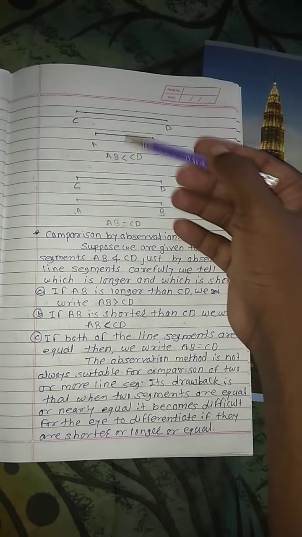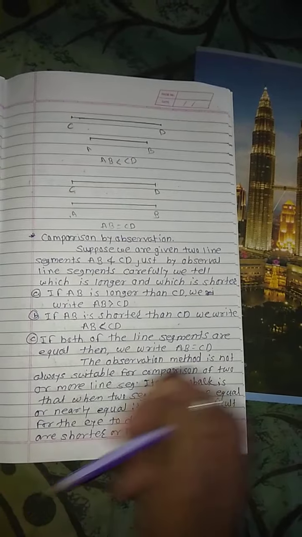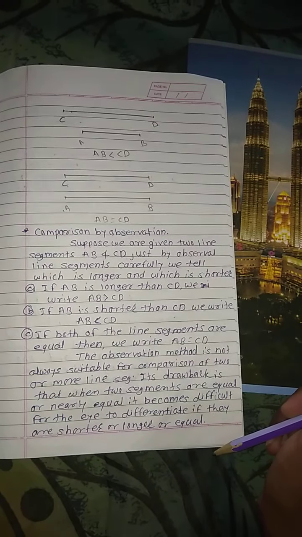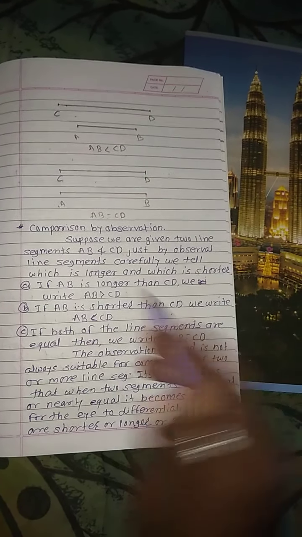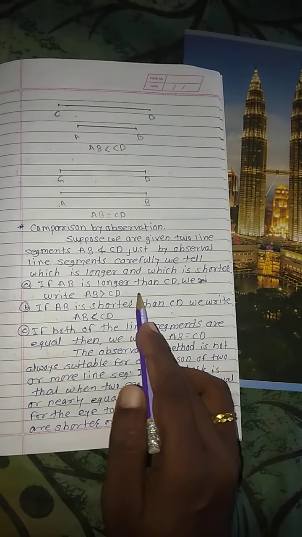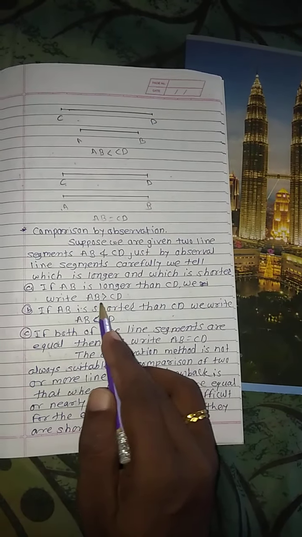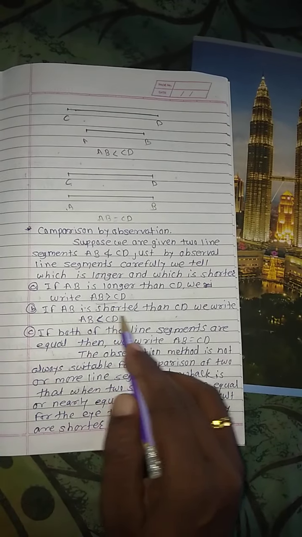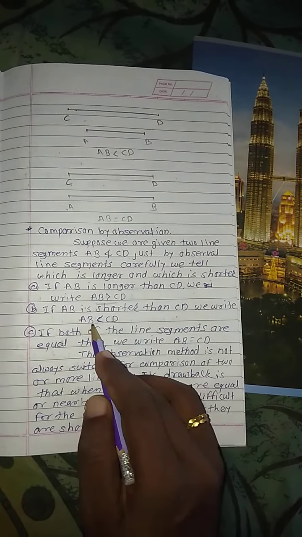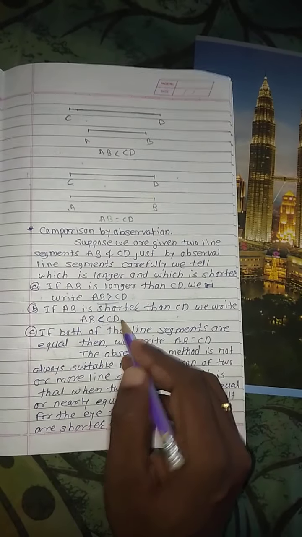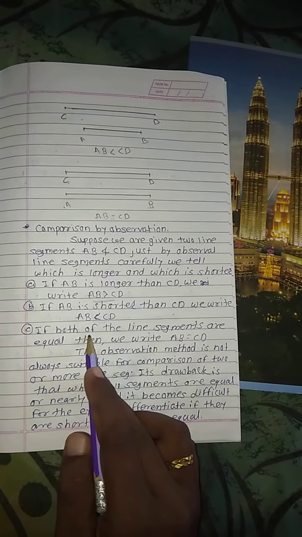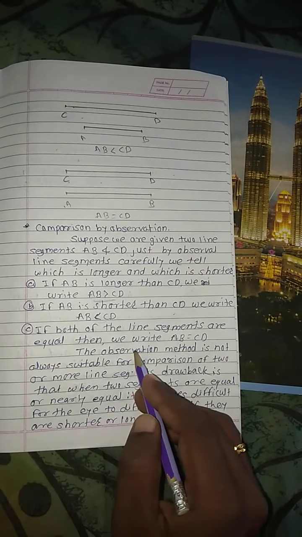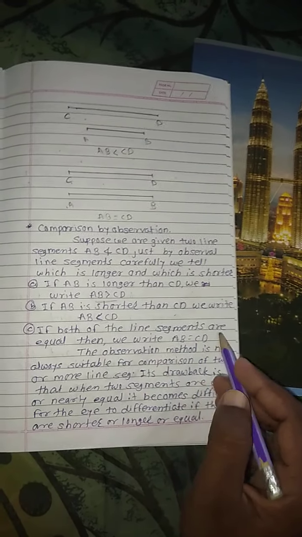Means we can observe these two lines and say which one is shorter and which one is longer. If AB is longer than CD, we write AB is greater than CD. If AB is shorter than CD, then we write AB is less than CD. And if both line segments are equal, then we write AB is equal to CD.